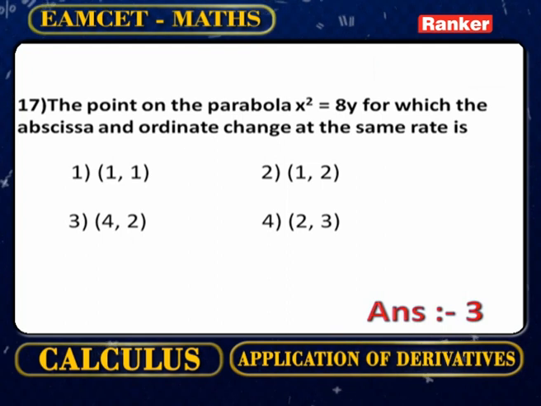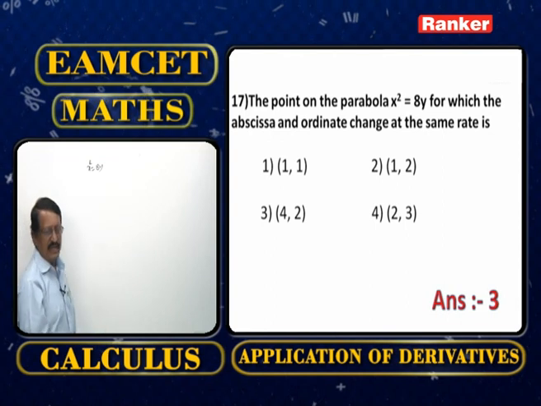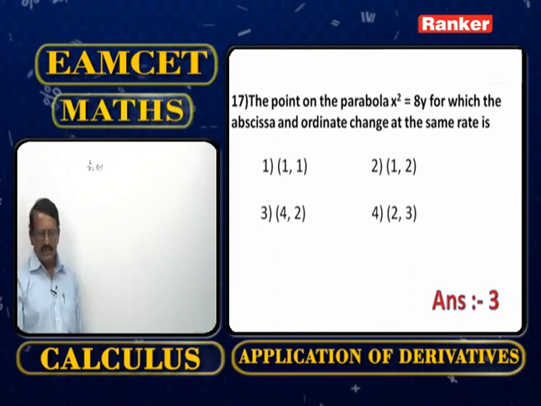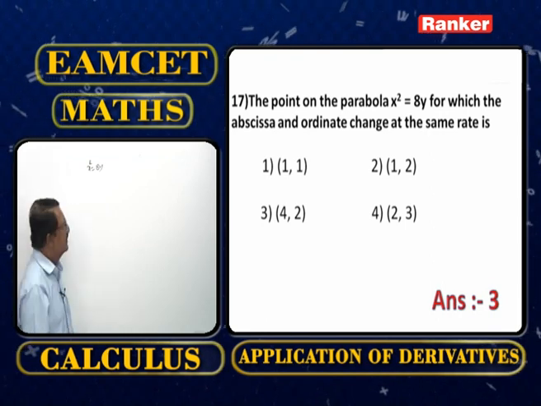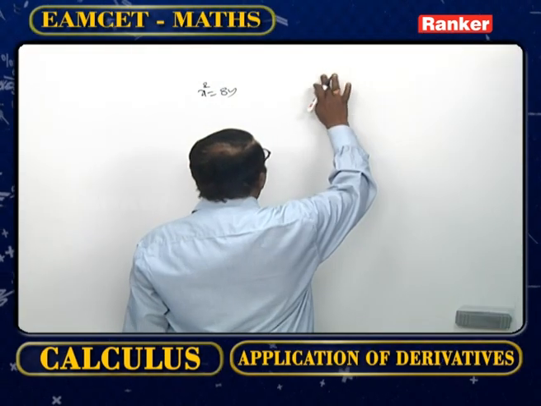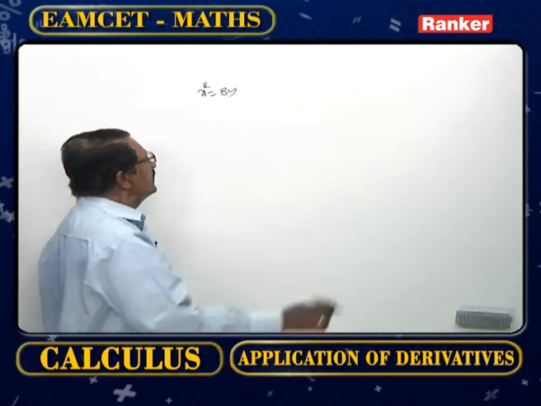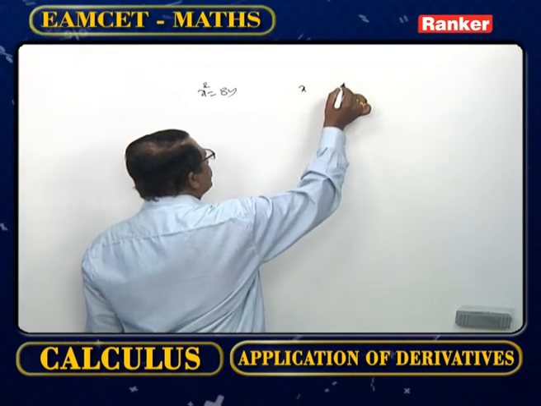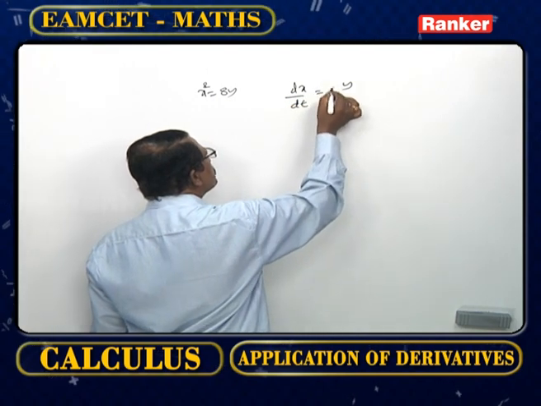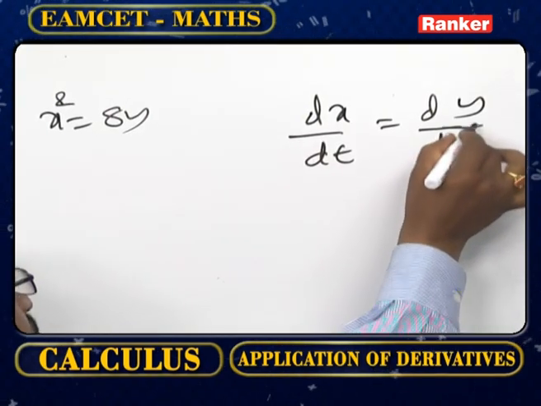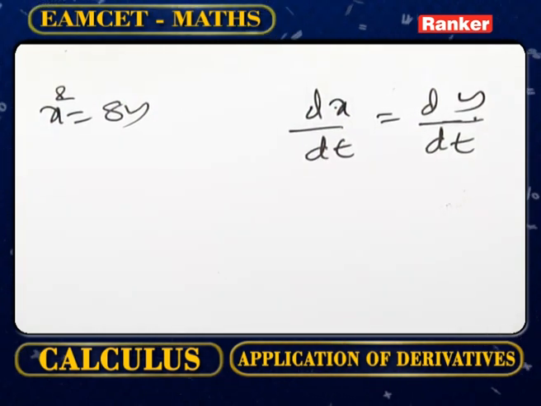The point on the parabola x square equals 8y, for which the abscissa and ordinate change at the same rate, is. Now we require the point on the parabola. The abscissa and ordinate both change at the same rate, meaning x coordinate and y coordinate, given dx by dt equals dy by dt. The rate of change in abscissa equals the rate of change in ordinate, that is the given condition.